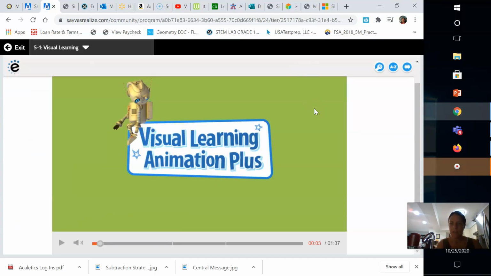We are going to topic 5, and topic 5 is double-digit subtraction. Last week we did double-digit addition. So it's the same strategies, we're just going to use them backwards. The subtraction is the opposite of addition. So let's watch the first visual learning. It's probably going to look a little familiar to you.